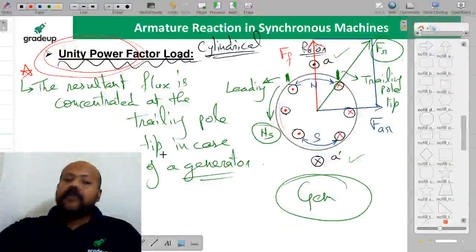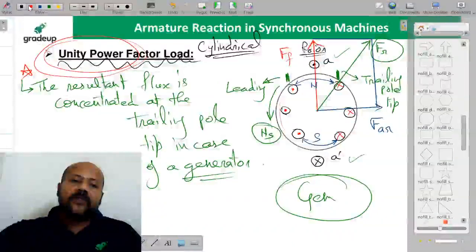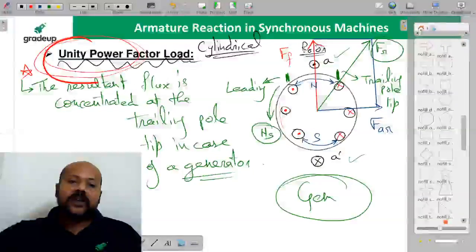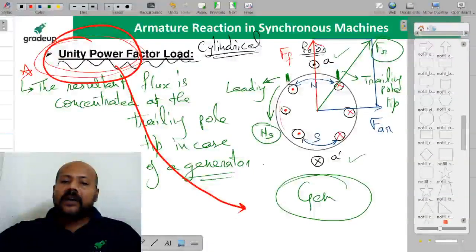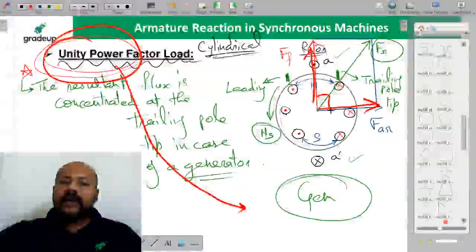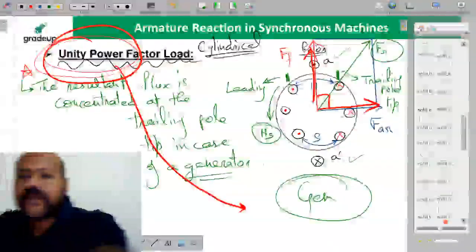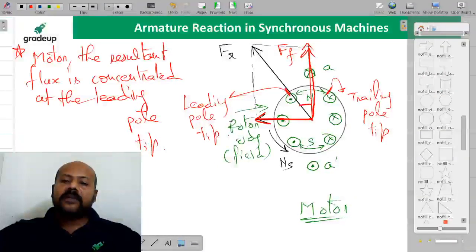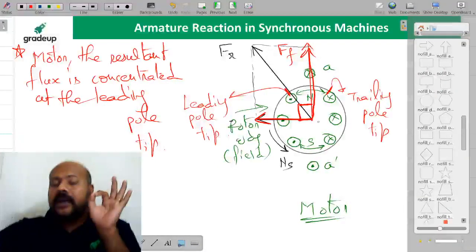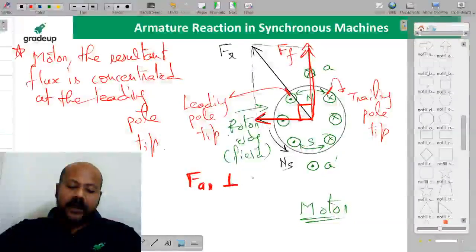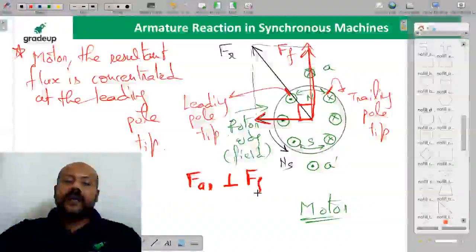Now you listen to me, very important point for the armature reaction for the unity power factor load condition. I am going to write it here. All of you just focus here. For unity power factor, the armature flux is going to be at 90 degrees, whether it is a generator or a motor. The armature flux is always going to be at 90 degrees to the main field flux. So we can conclude that armature flux is always at 90 degrees to the main field flux.